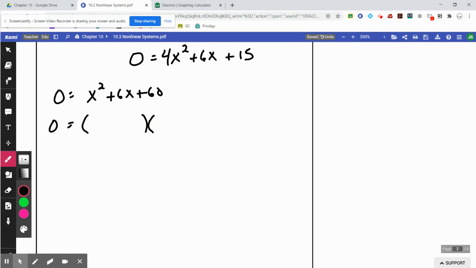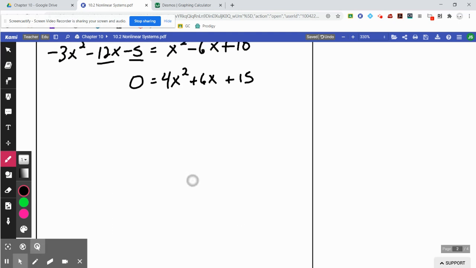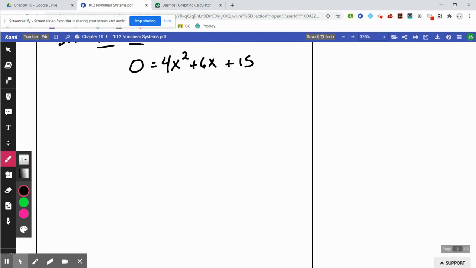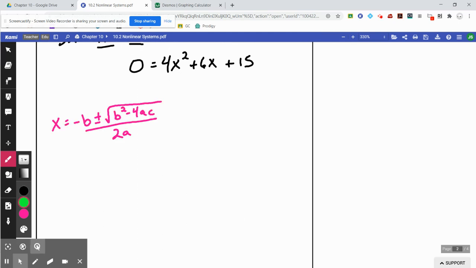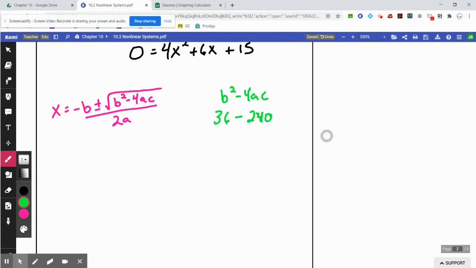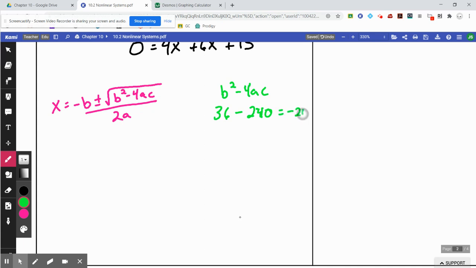Let's factor that. That's going to be, let's see, adds to give you 6, multiplies to give you 60, and there is nothing. So therefore, what does that tell me? This does not factor. And since it does not factor, that means we're going to have to use our quadratic formula. And again, I like to start out with your discriminant, b squared minus 4ac, and that's going to equal 36 minus 4 times 4 times 15, which is 240. And I already notice a problem here. 36 minus 240 is a -204.